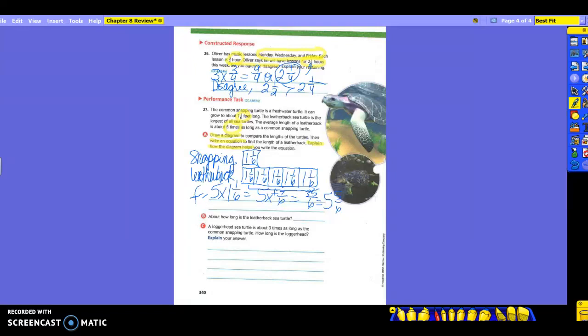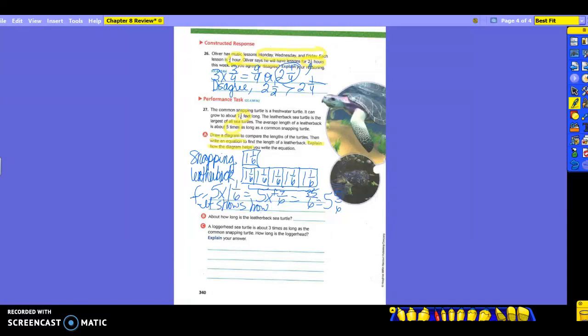Okay, so that was the equation. Now it says to explain how the diagram helps you to write the equation. So we drew the diagram first, and then we wrote the equation. How does that diagram help us to write that equation? Aiden? It helps show us how many times we have to multiply and what we have to multiply. So basically how many numbers I'm going to use, right? Yeah.